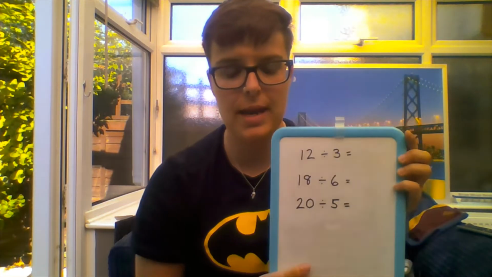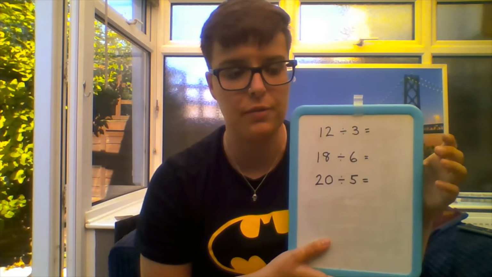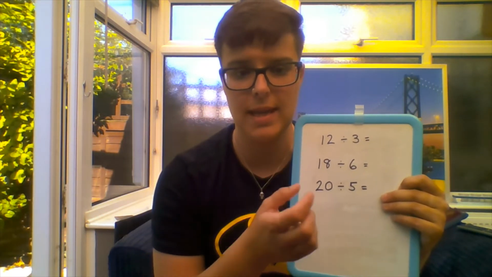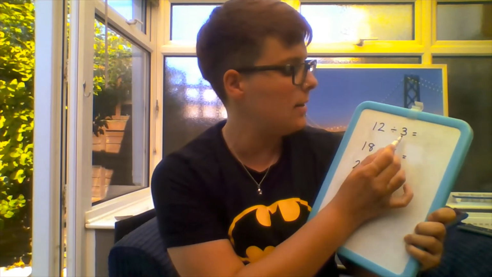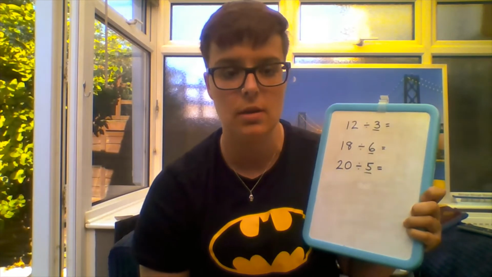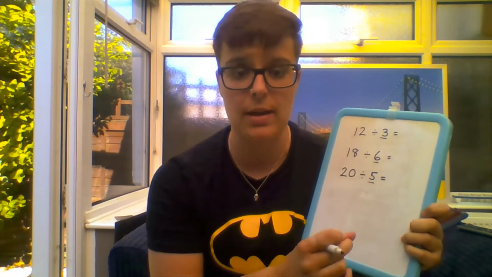So if you get questions like this, for example, or if they're in the form of a word problem, so again, there's 12 cakes shared between 3 people, how many cakes would each person get? You've got to remember that the second number in each of these is the groups, and the first number is the number you're sharing out equally between the groups.